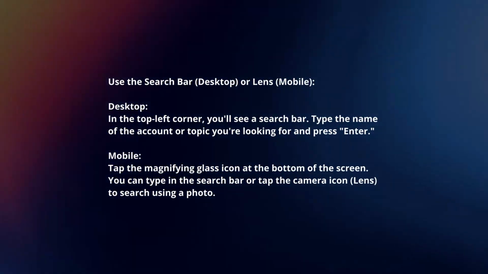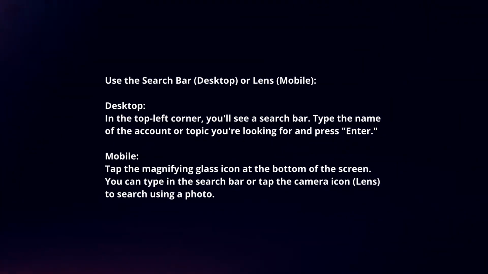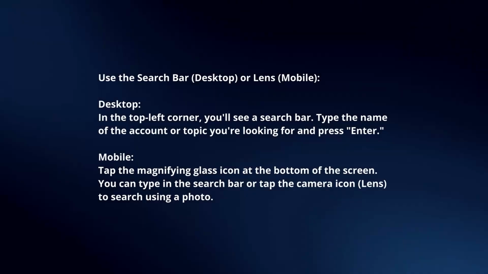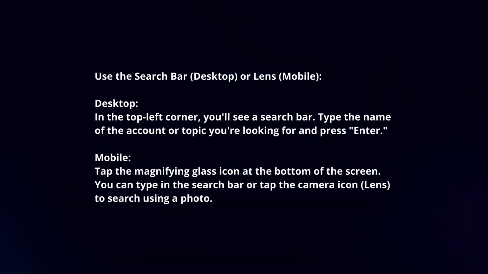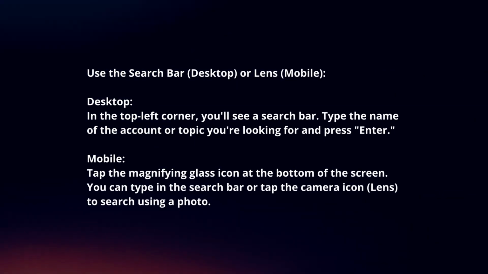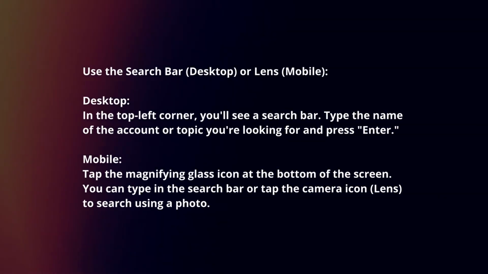Desktop. In the top left corner, you will see a search bar. Type the name of the account or topic you're looking for and press enter. Mobile. Tap the magnifying glass icon at the bottom of the screen. You can type in the search bar or tap the camera icon to search using a photo.